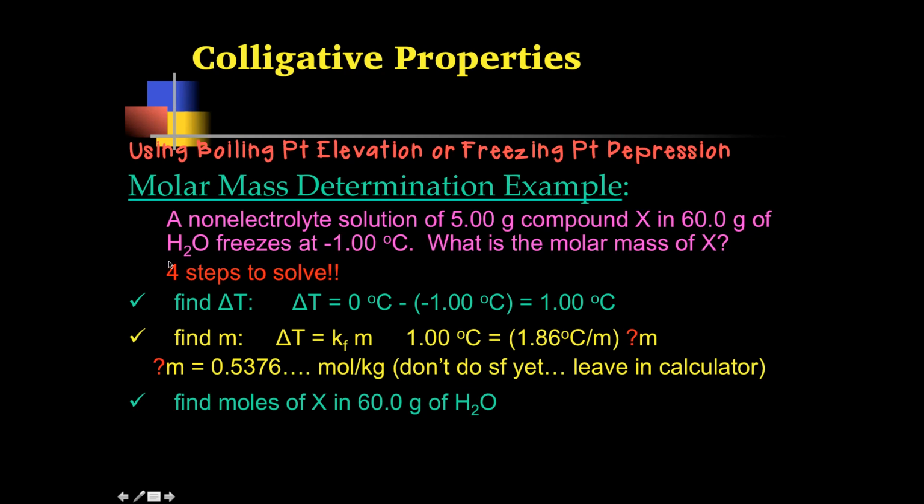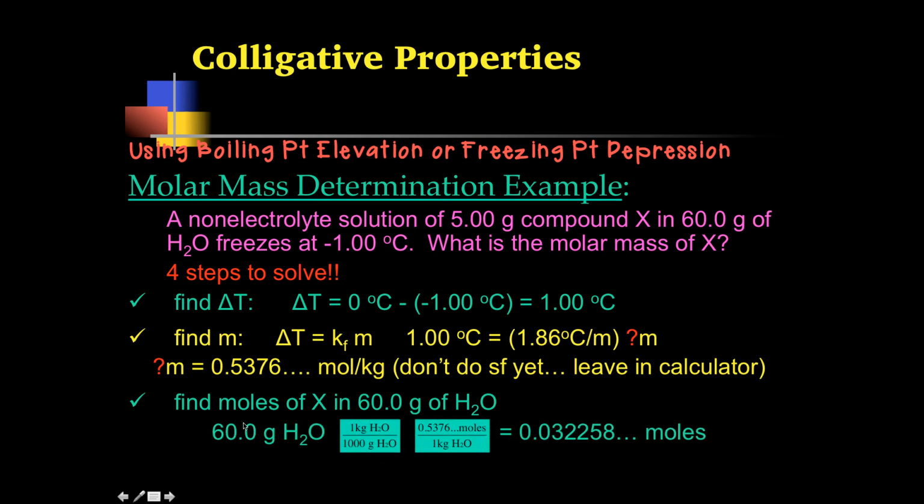So the next step, so there's 4 steps. So step 1 was finding the change of temperature. Step 2 is using the change of temperature equation to find molality. Now we need to find the moles of X in just 60 grams, because this is 1 kilogram. Okay, so here's my setup. 60 grams of water. I change that into kilograms by dividing by 1,000 grams. I multiply that by my molality, because then look, kilograms of water will cancel and I'll be left with moles as my unit. I multiply everything on the top, divide everything on the bottom, will give me this number.